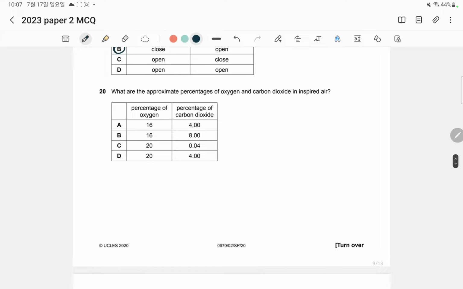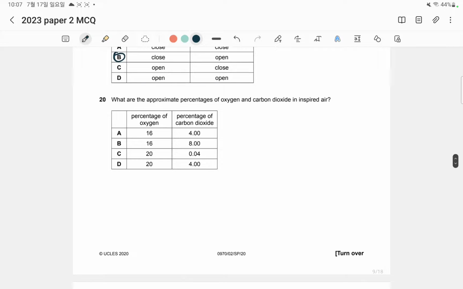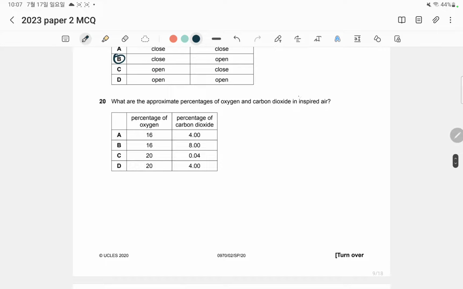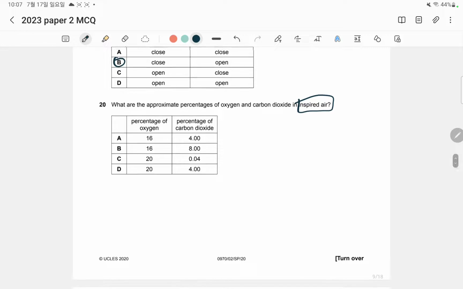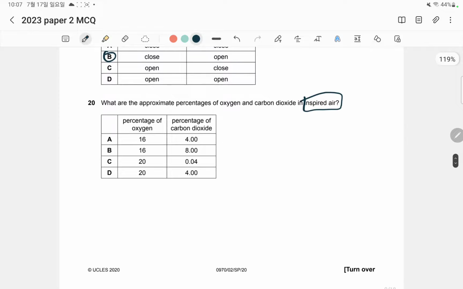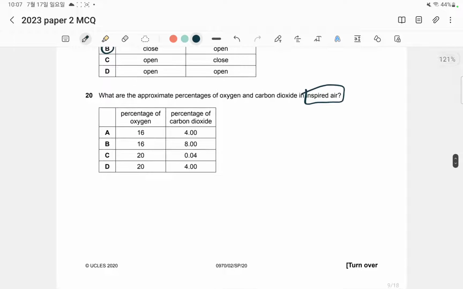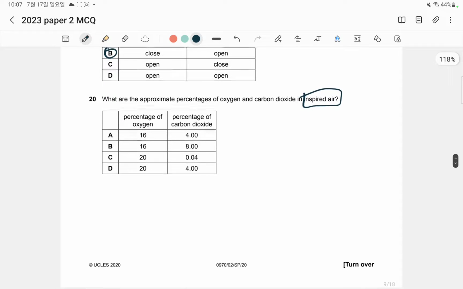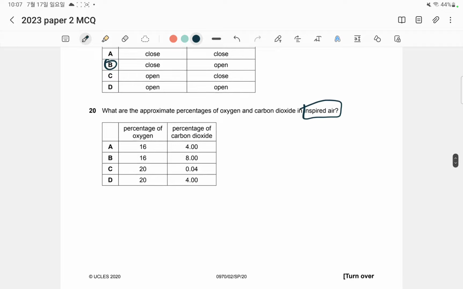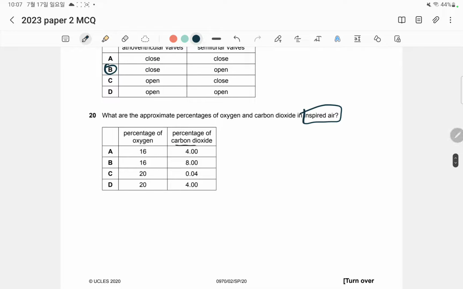Okay, number 20. What are the approximate percentages of oxygen and carbon dioxide in inspired air? It's inspired air, so it's fresh air. So the percentage of oxygen would be around 20%, and the percentage of carbon dioxide would be below 1%. So the answer would be C.